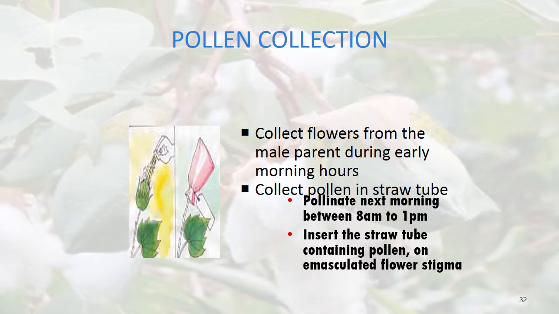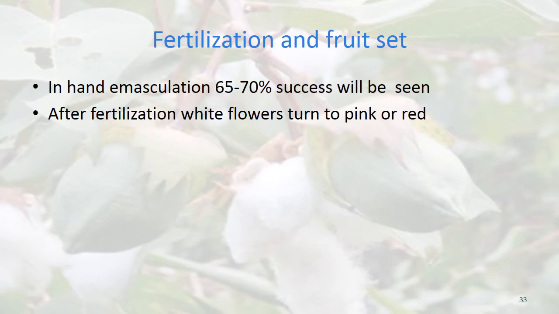Pollen collection: collect flowers from the male parent during early morning hours, then collect pollen in straw tube. Pollinate next morning between 8 am to 1 pm. Insert the straw tube containing pollen on emasculated flower stigma like this. Fertilization and fruit set: in hand emasculation, 65 to 70% success will be seen. After fertilization, white flowers turn to pink or red.